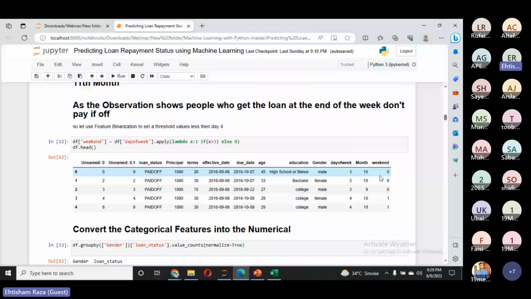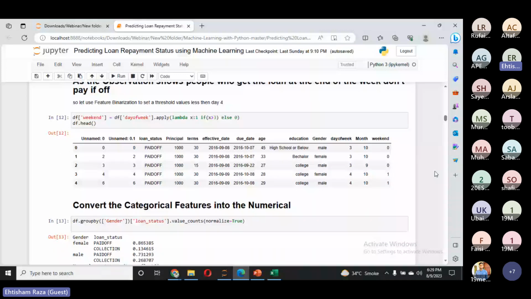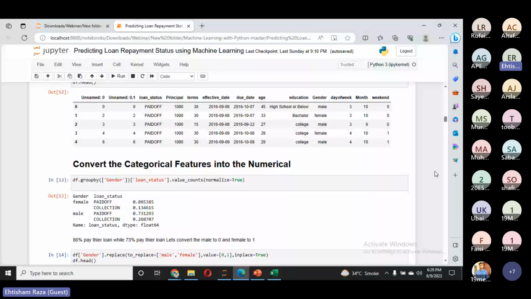Convert the categorical features to numerical. Why do we need to convert our categorical features to numerical features? Because our machine learning algorithms are not capable of understanding textual data. We have to parse this data set to a numerical data set.